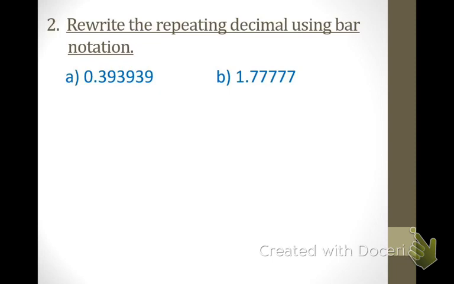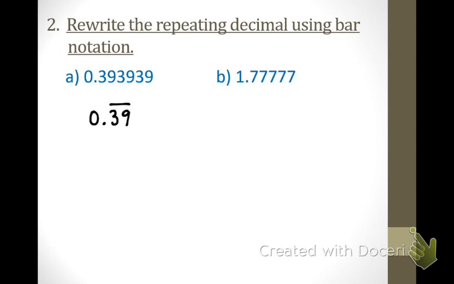All right, number 2 says to rewrite the repeating decimal using bar notation. How many of you would say you remember how to do this from last year? Give me your best guess. Instead of writing 0.393939, what could I write instead? 0.39 with the line over. Okay, 0.39. And should I put my bar over the entire thing? No. What do you put it over? Over the 39. Only the thing that's repeating. The 39 was repeating, so we only put it over that.